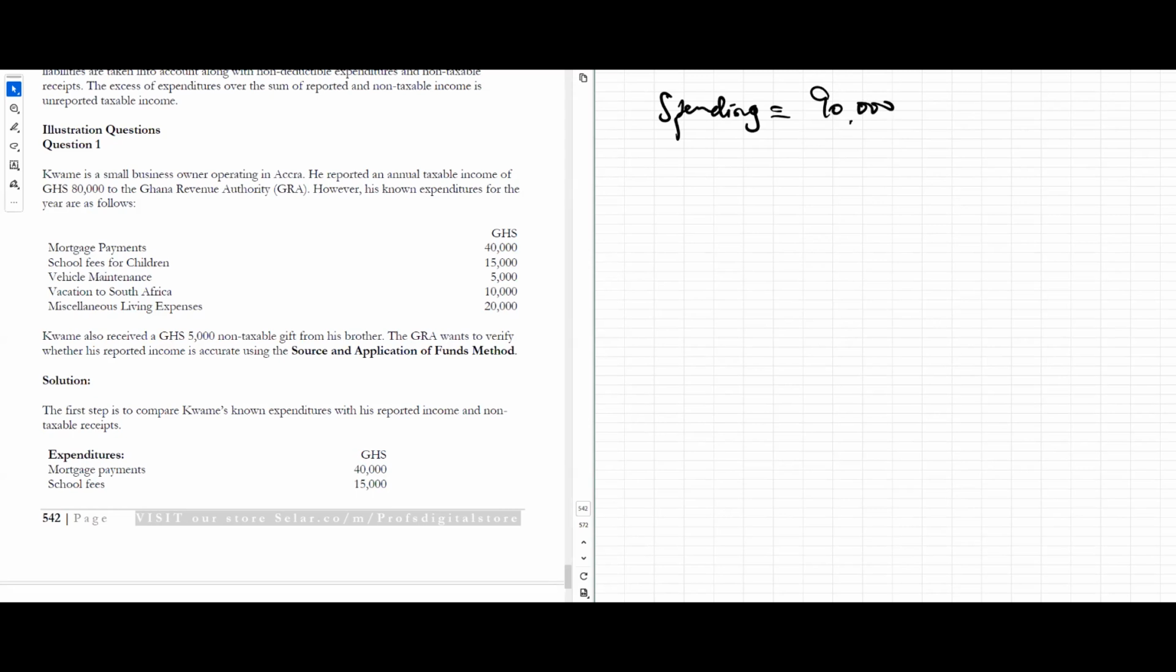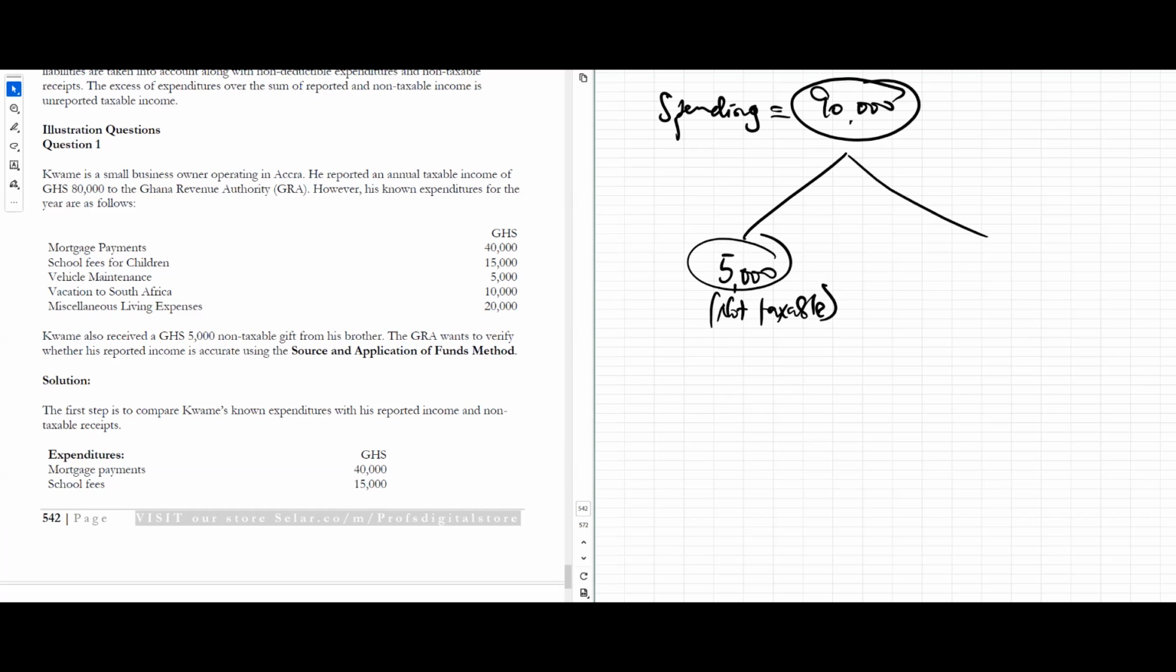90,000. Okay, so from where did you get the 90,000? You are saying that your whole year you have received 5,000 from your brother as a donation, which is not taxable. So out of the 90,000, 5,000 we know where it came from, right? From your brother's 5,000. But then the income that you have declared for the whole year is 80,000. Is something adding up or is something not adding up?